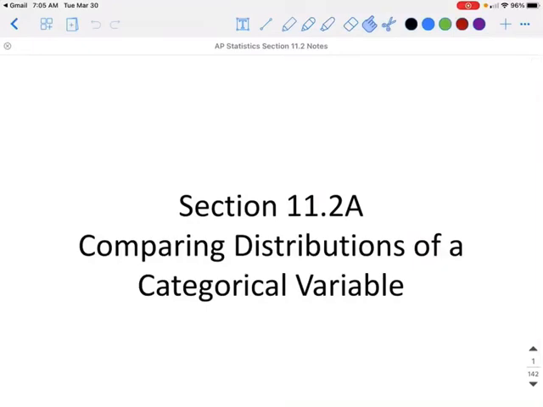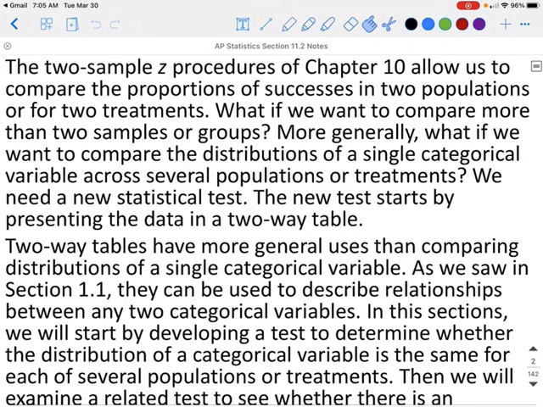This is section 11.2, part A, comparing distributions of a categorical variable. The two sample Z procedures of chapter 10 allow us to compare the proportions of successes in two populations or two treatments. What if we want to compare more than two samples or groups? More generally, what if we want to compare the distributions of a single categorical variable across several populations or treatments? We need a new statistical test.